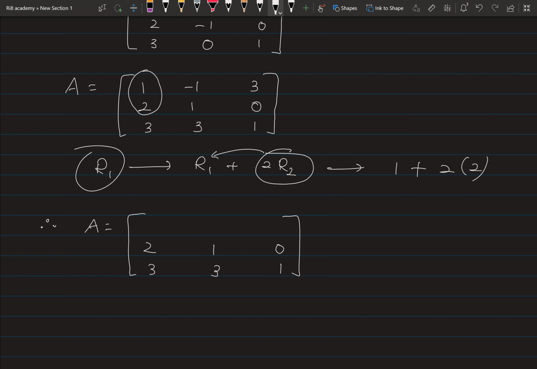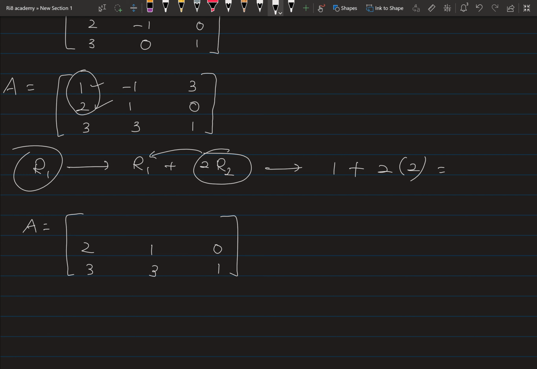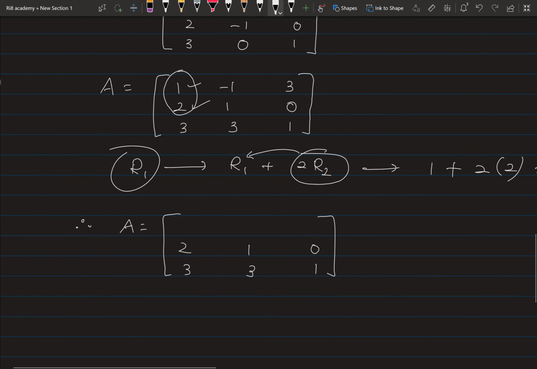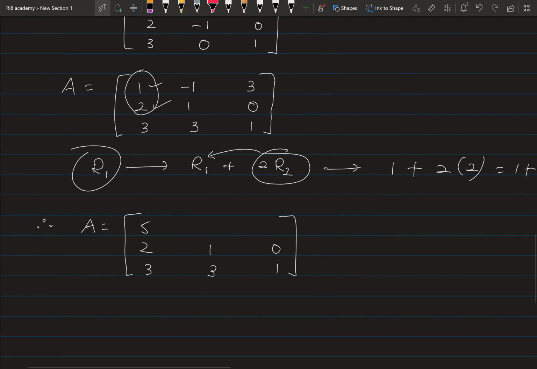You got the point? How I have written over here? R1 plus 2R2 means what? The first element of R1 and the first element of R2 will be written like this. Now if we simplify, the answer is going to be 1 plus 4, that is 5. So my first answer, which has to be written in R1, is 5.